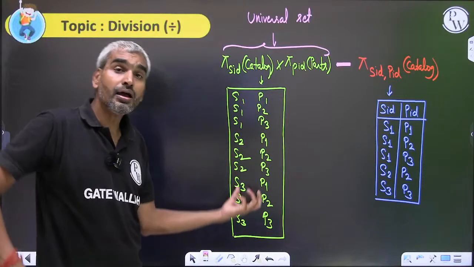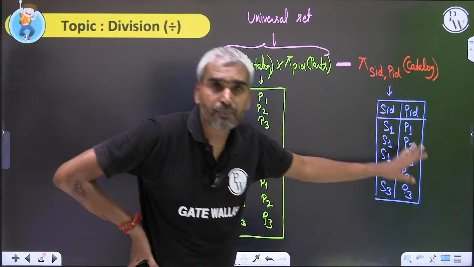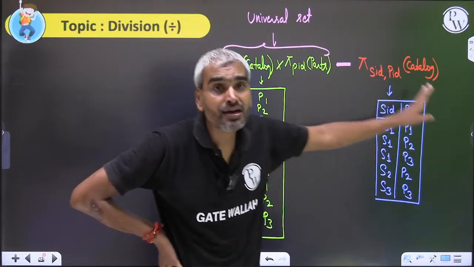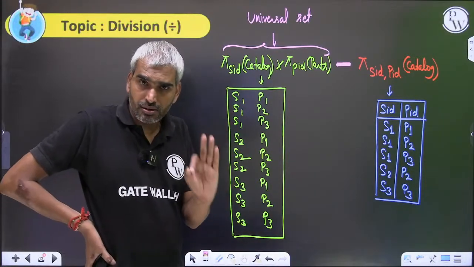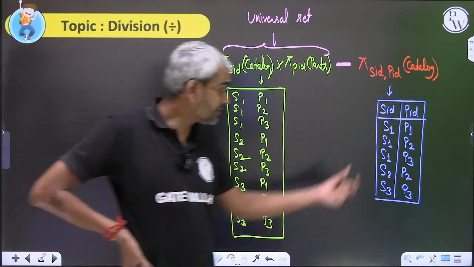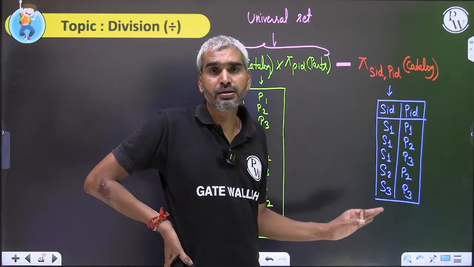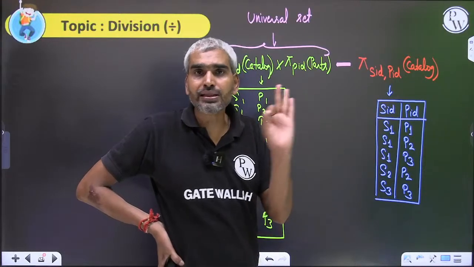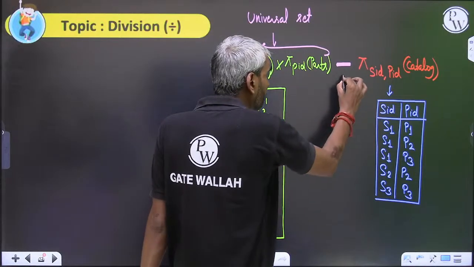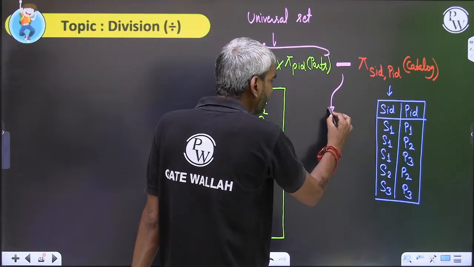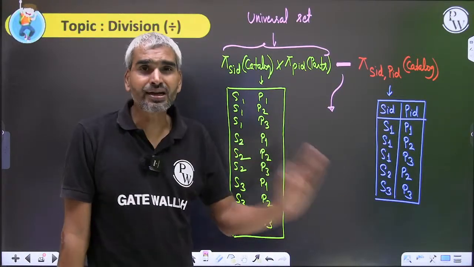In this set, every supplier supplied every part, and here we have the actual supply information, that is, which particular supplier has supplied what set of parts. So listen carefully: if there is any supplier in the catalog table that has supplied all the parts of the part table, then after this subtraction, the information about that particular supplier will be eliminated completely.